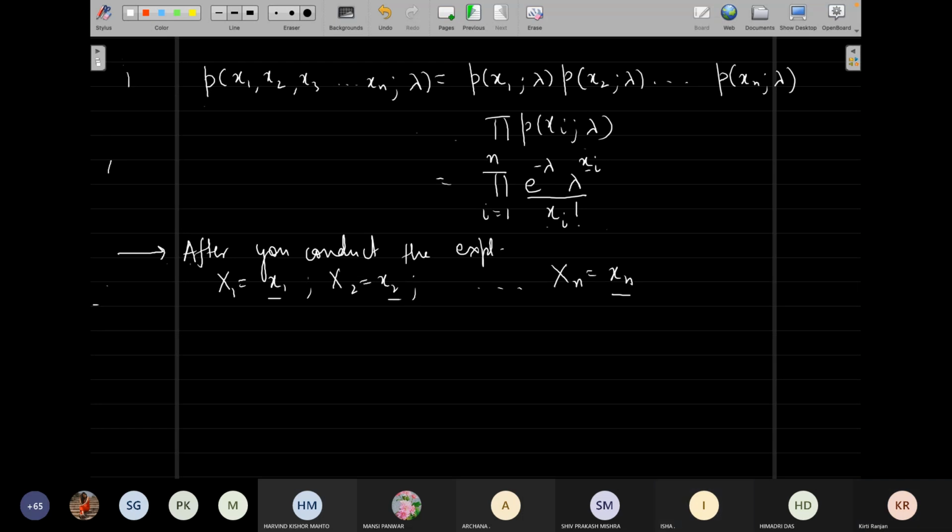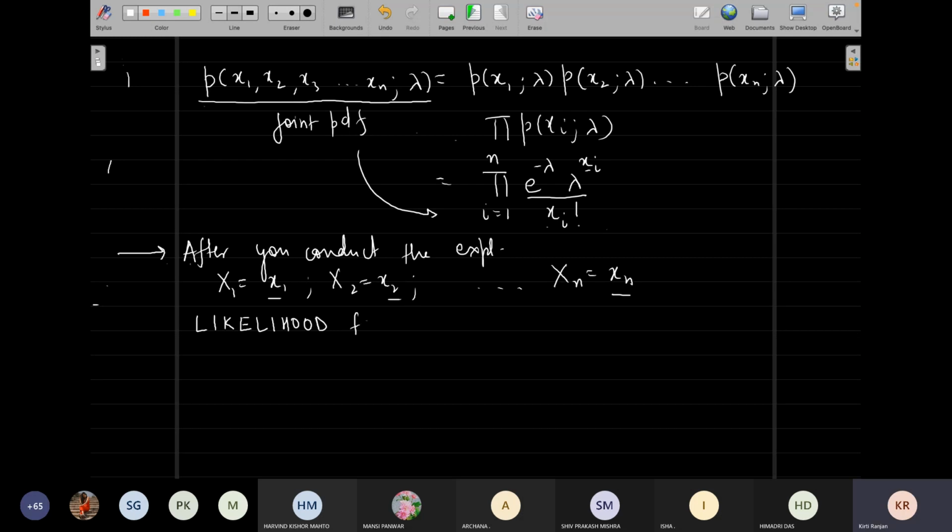Lambda is not fixed, and this is the idea behind it. We call the same joint PDF, what we describe as this formula. After we conduct the experiment, we call this a likelihood function. We call the same thing; it is just the interpretation which is different.